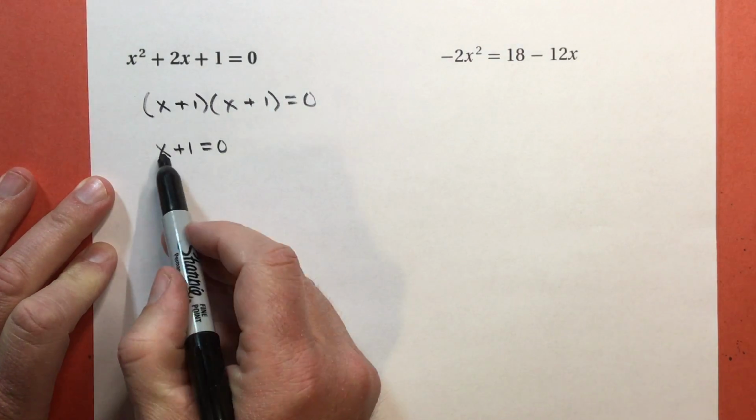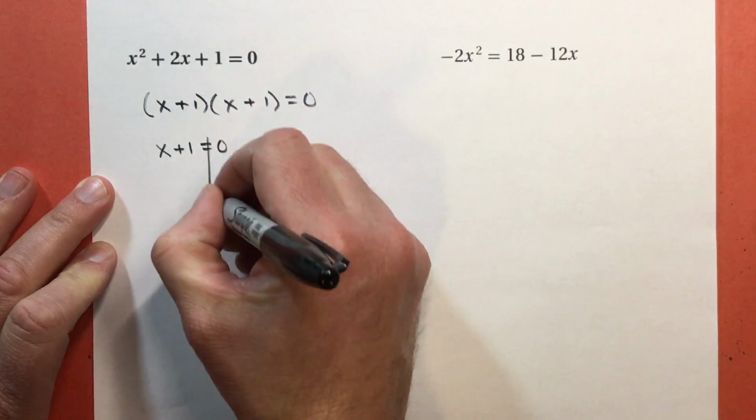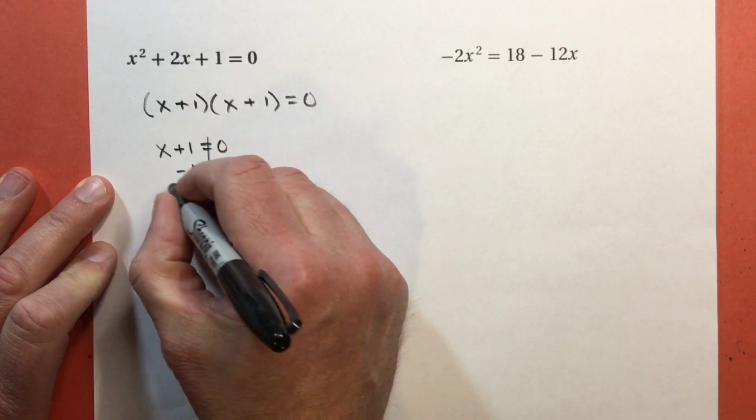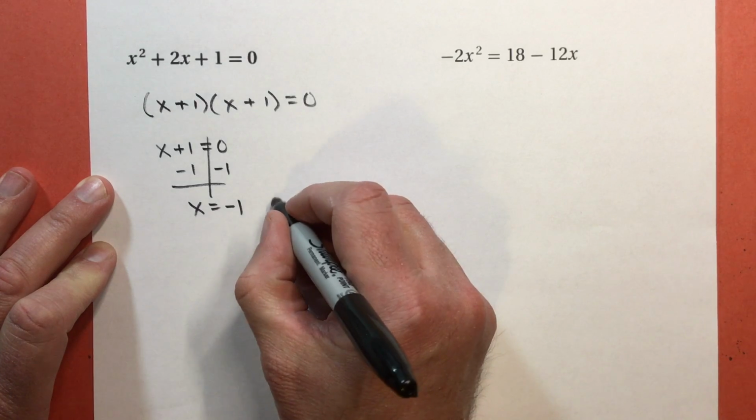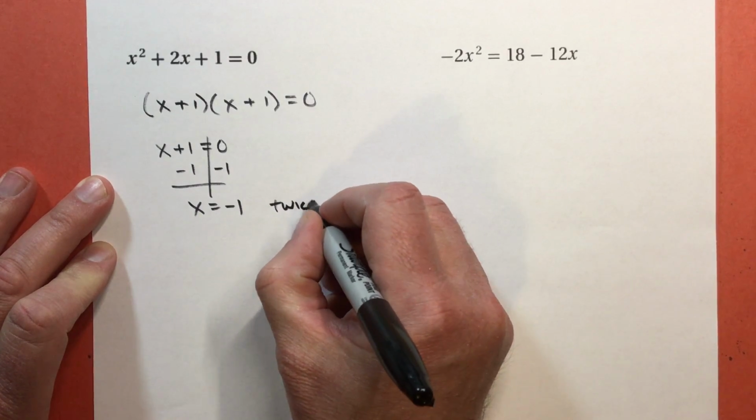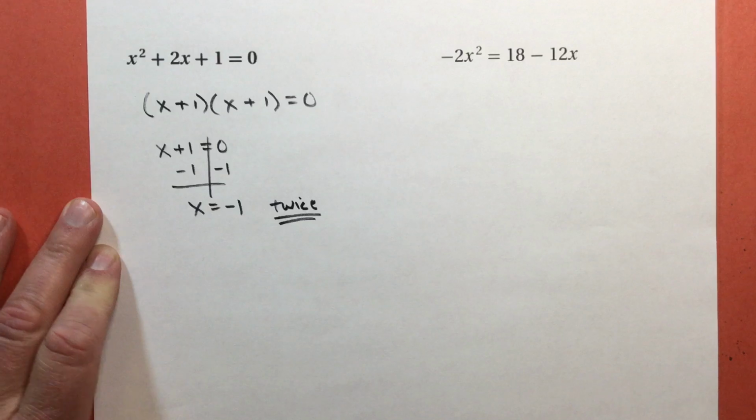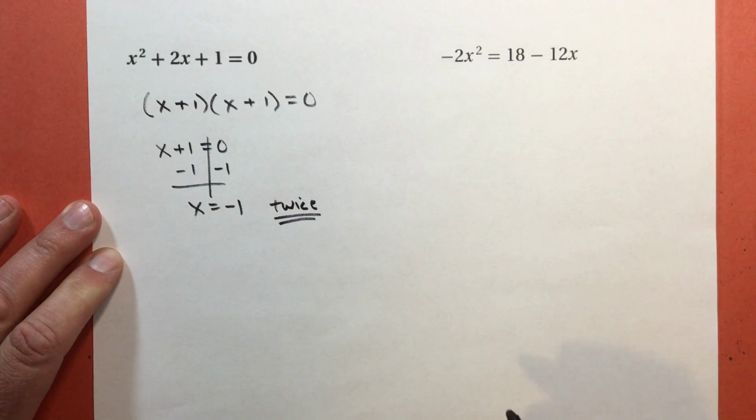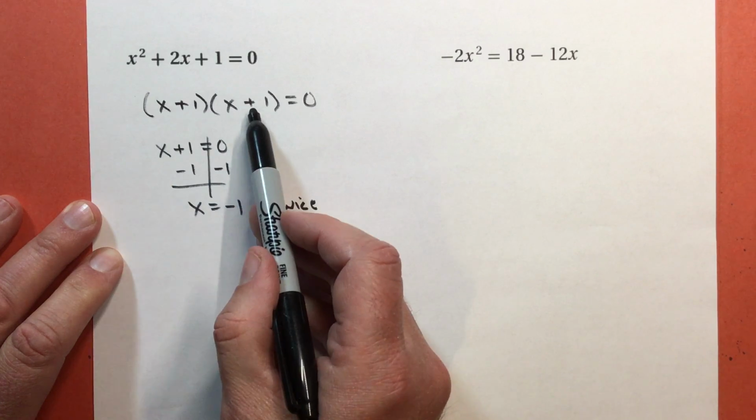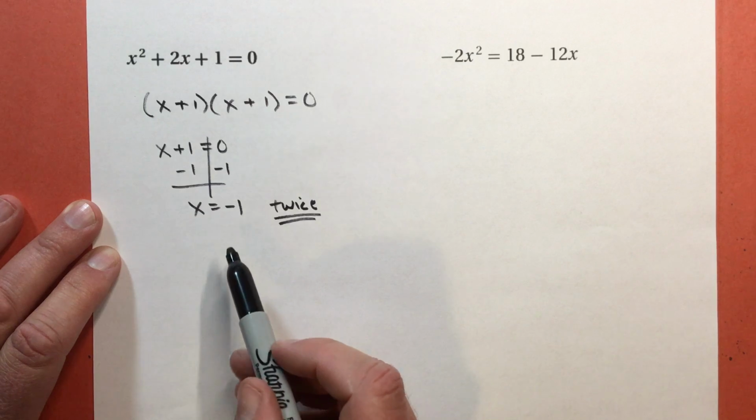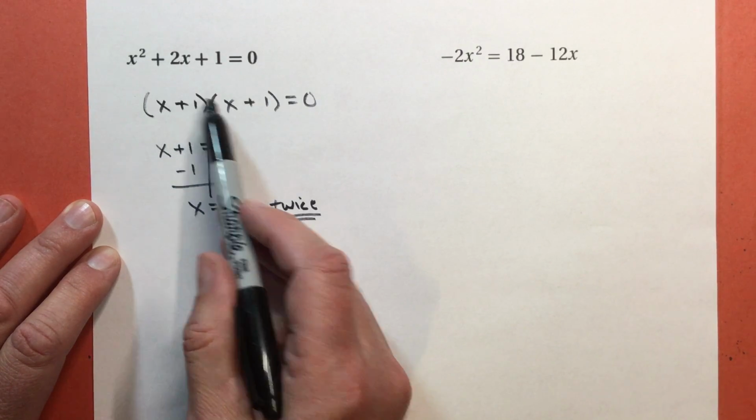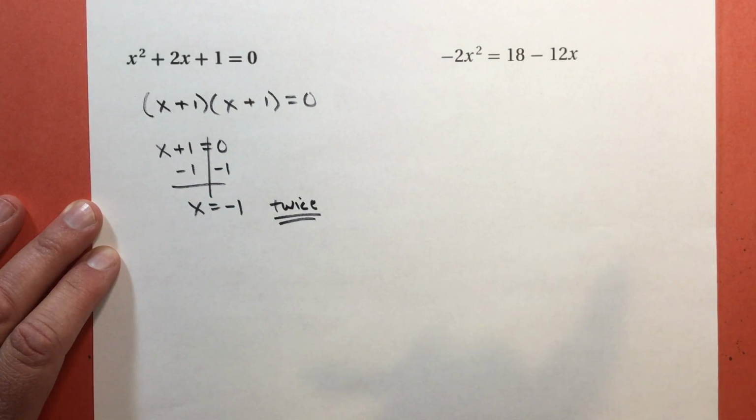But in this case, I just get x plus 1 equals 0. And I'm going to add negative 1 to both sides and get x equals negative 1. And I'm going to make a note to myself. I always get 2, so I'm going to say I get x equals negative 1 twice. I get 2 of them. I get the negative 1 for this one and a negative 1 for that one. Now, sometimes you might do x plus 1 squared, but we're going to save that for later when we start to do square roots and completing the square.